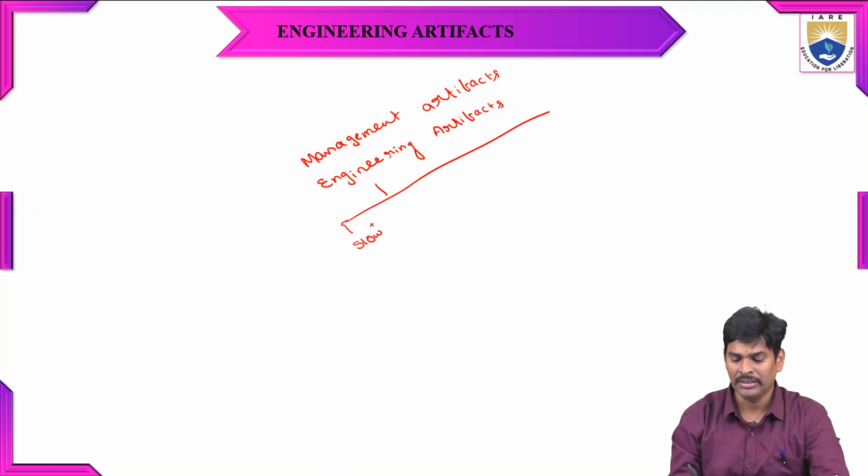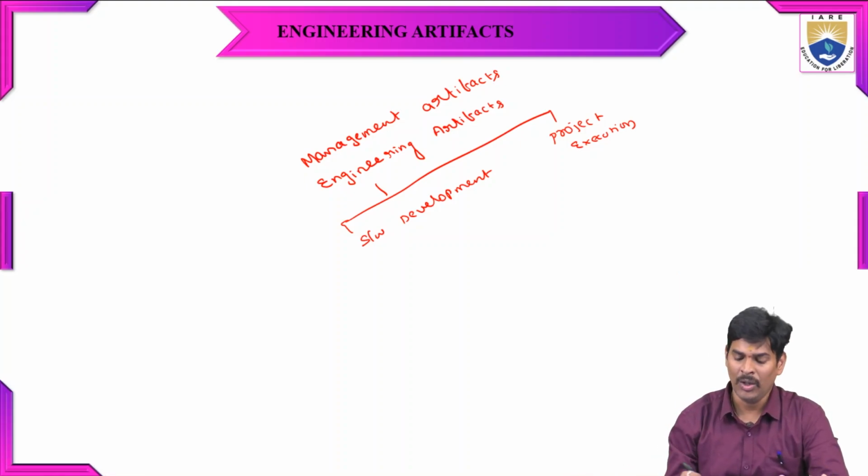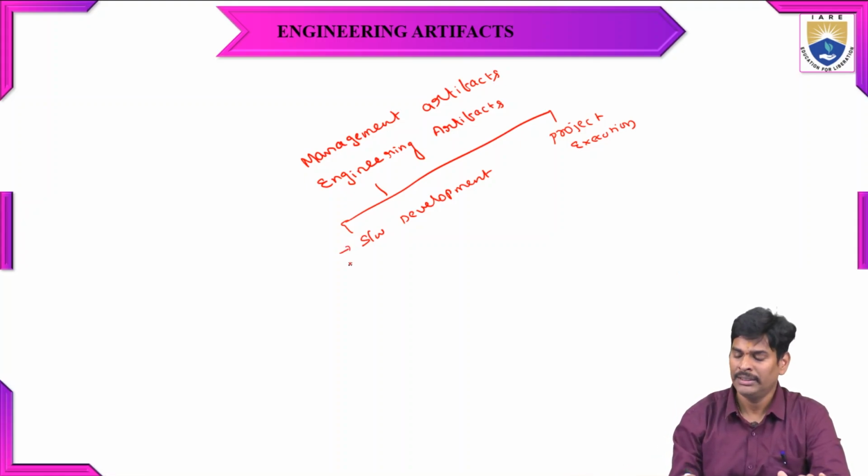software is developed, and also they are mainly used for project execution. So the engineering artifacts mainly deal with how the software will be developed and also the execution of the project. Today we are going to discuss the engineering artifacts in detail.